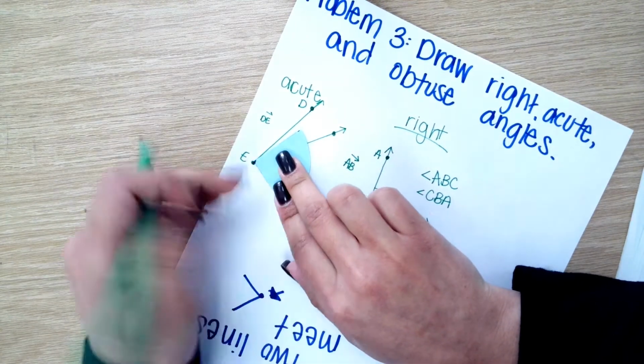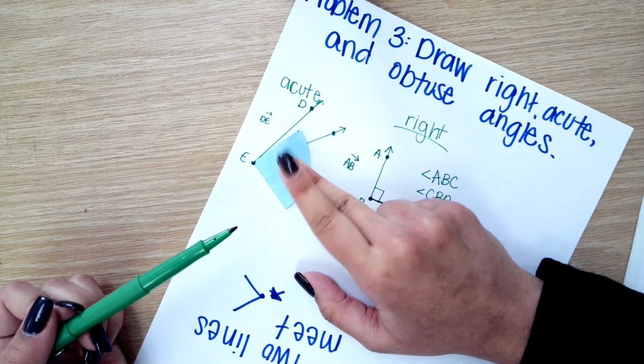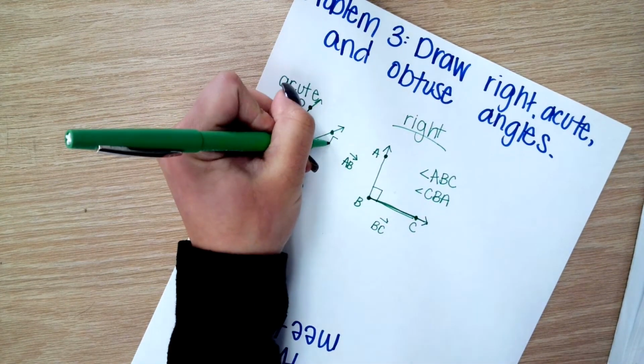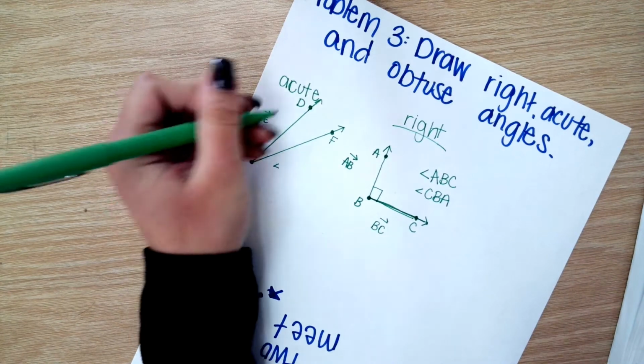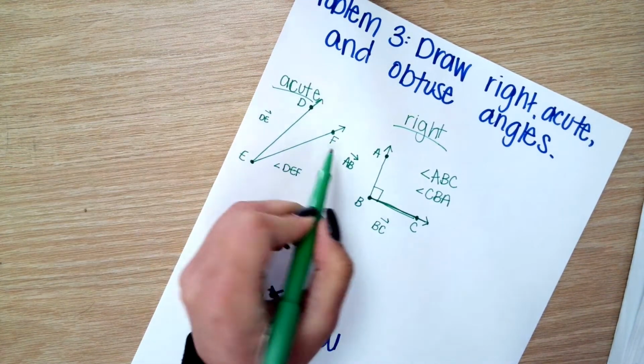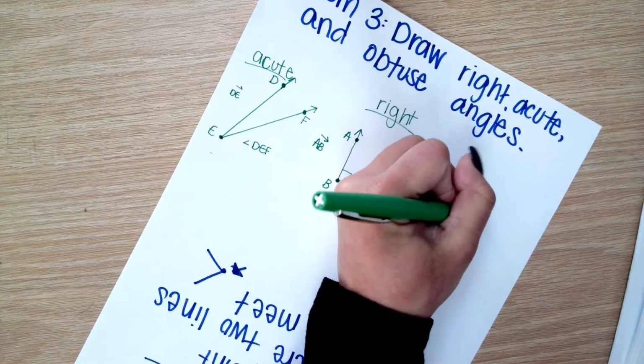And I can see, yeah, if that was a right angle, it would extend all the way out to here, and it is not doing that. So I think we are good. I'm going to label this point F, and this is my acute angle DEF, or I could go the other way, FED. Go ahead and try an obtuse angle now.